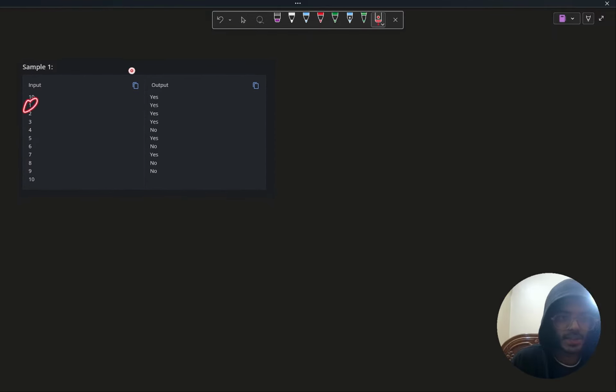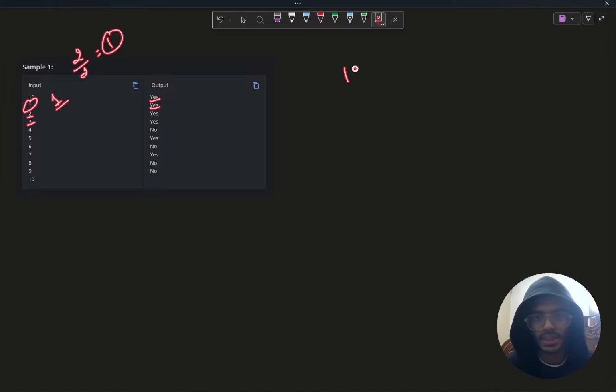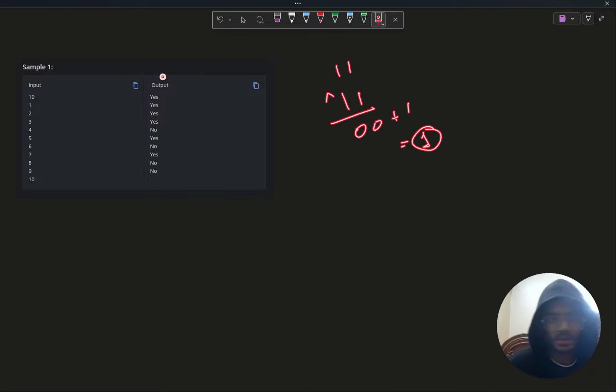In the first input, we're given n equal to 1, so it is already 1, so the answer is yes. In the second, we're given n equal to 2 and we can do 2 by 2 and we'll get 1. So the answer is yes. In the third, we're given n equal to 3 and if we XOR it with 3, we'll get 0, and if we add 1, we'll get 1. So we got a 1 by 1 operation. So for n equal to 3, the answer is yes.